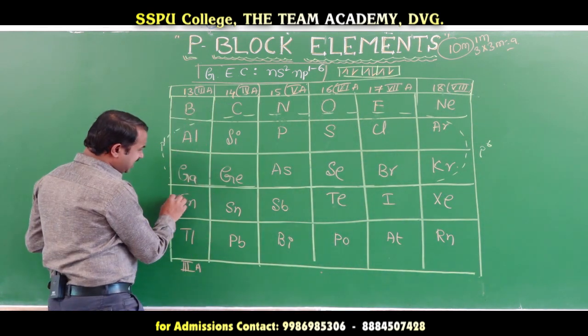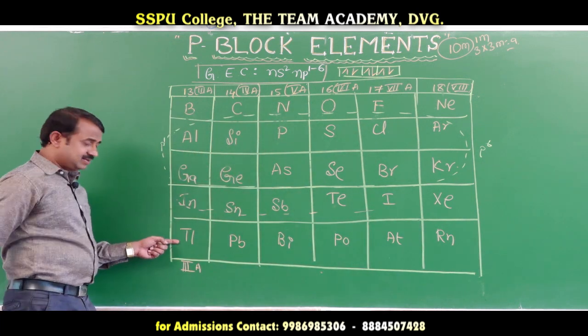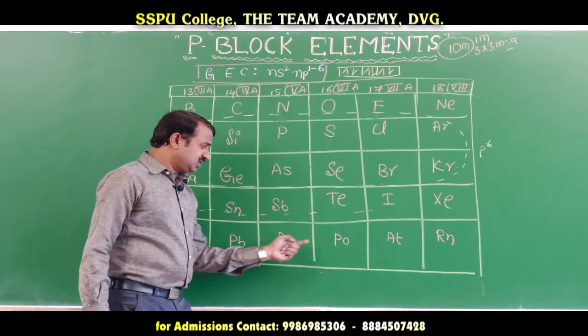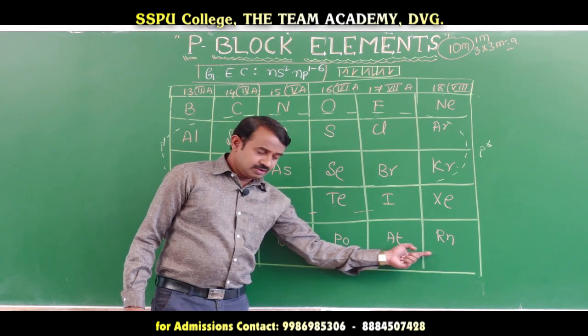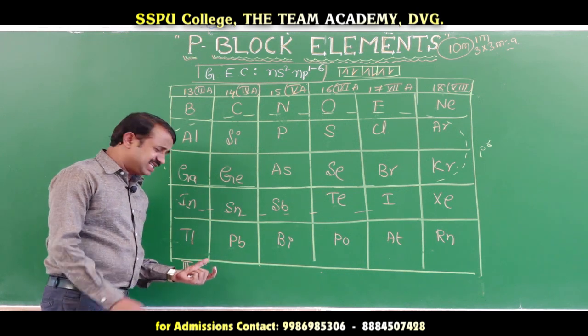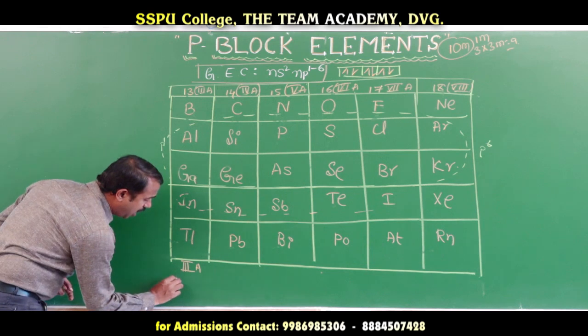Why are we considering only this group of elements? Why are we not considering thallium, lead, bismuth, polonium, astatine and radon? If you go downwards, the oxidation state decreases. If it is boron, what is the oxidation state? Boron is 3.